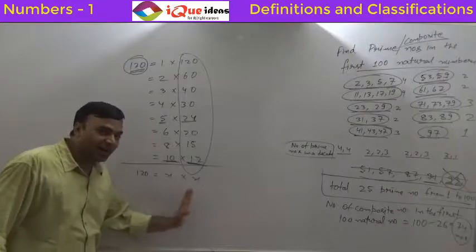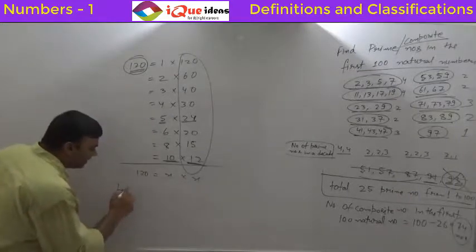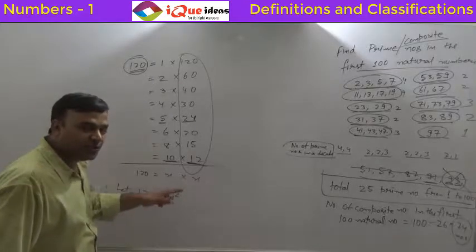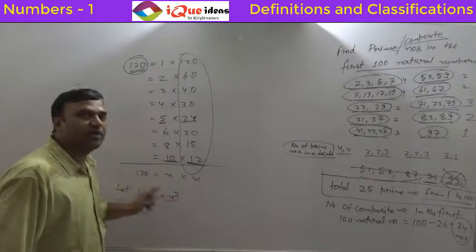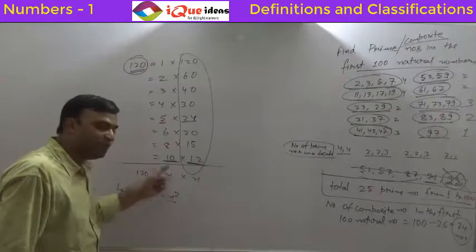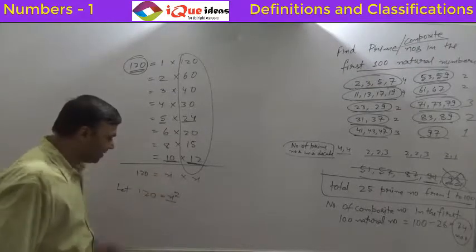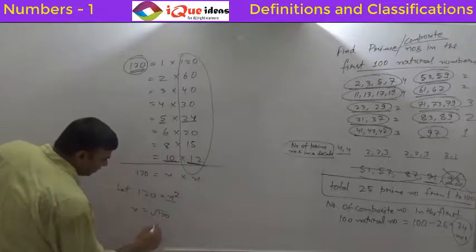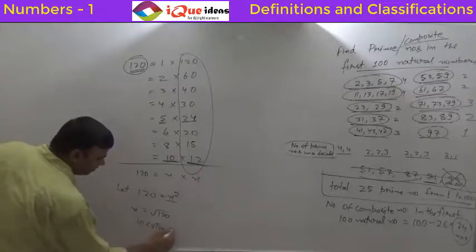Acha. Now if you do not understand this, let me say that 120 is equal to x square. Very clearly, if x was 10, its square would have been 100. If x was 12, its square would have been 144. Now this is 120, so it has to be between 10 and 12. Alright, that's what I'm saying. So x is root of 120. Now this root of 120 has to be between 10 and 12.